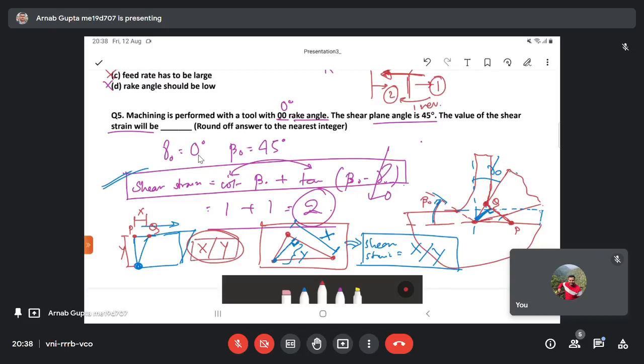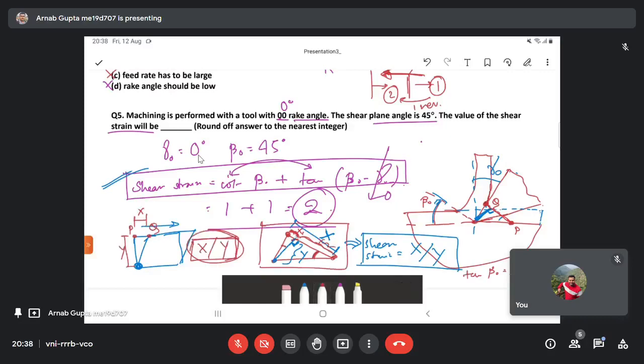You try out this particular derivation, try to calculate x. I'm just giving a small hint here: x will be this distance plus this distance. So you try to find out this angle. This angle is anyway known, it's beta naught. So you can directly write tan beta naught is equal to y by, say this is x1 and this is x2, so y by x2.